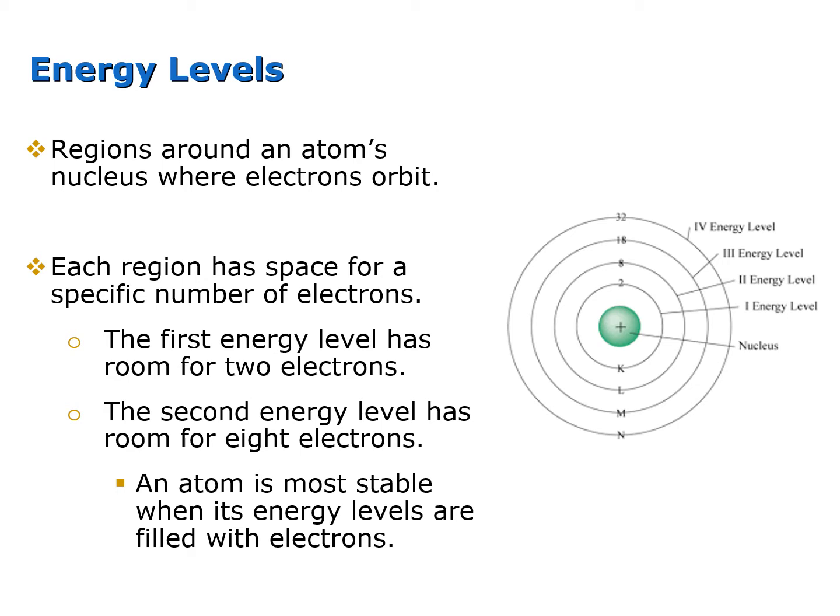Now, an atom is considered stable the moment that the maximum number of electrons fills that level of energy. So if I have an atom that has 7 electrons on the second level of energy, it will not be as stable as one that has 8, the full number of electrons on that level.